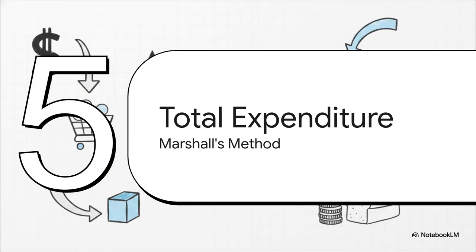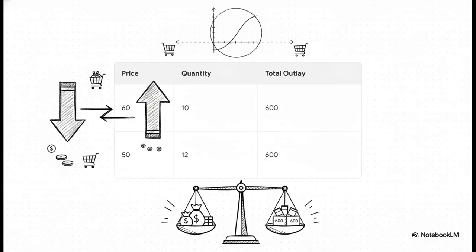Section 6, total expenditure. I want to walk through an example with you because this creates a real aha moment. Imagine the price of something is 60 and we buy 10 units. Total money spent, 600. Now the price drops to 50. Because it's cheaper, we buy more, 12 units now.